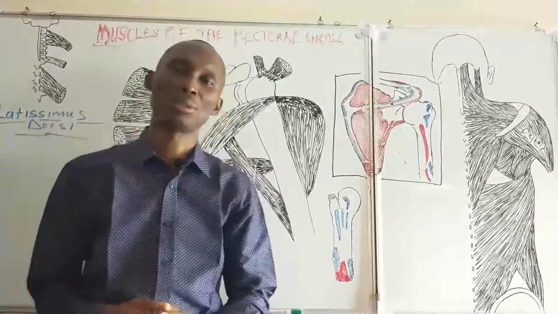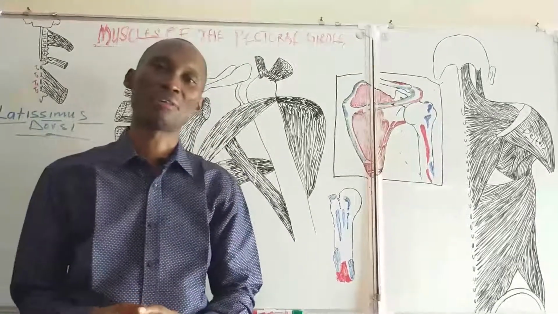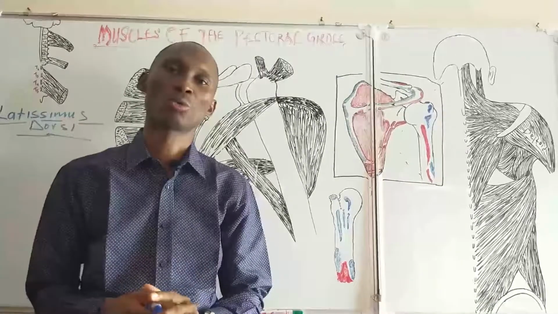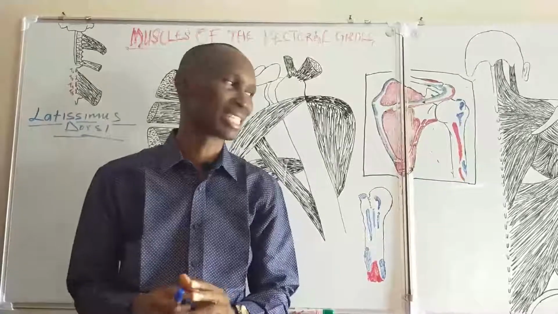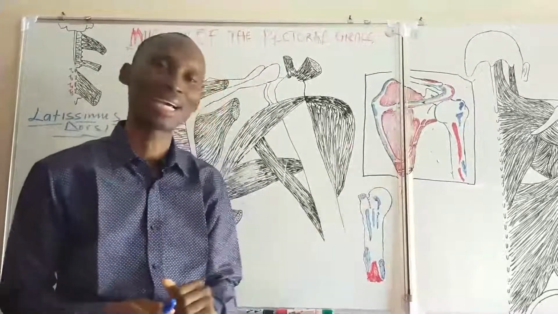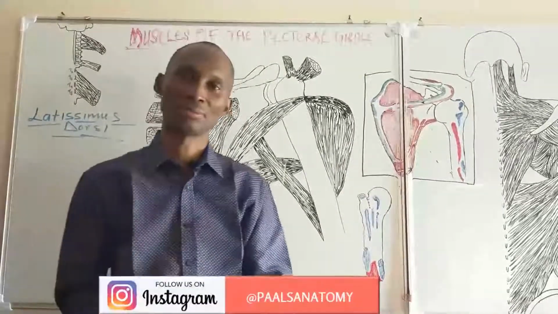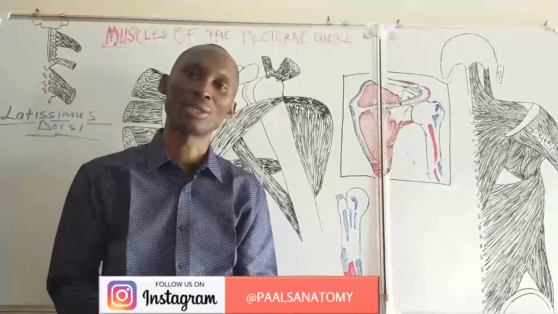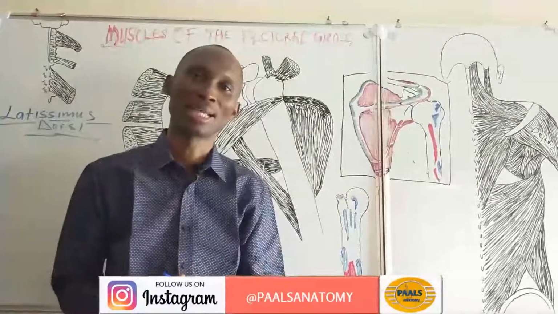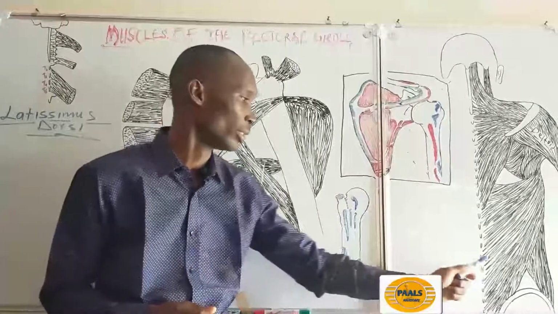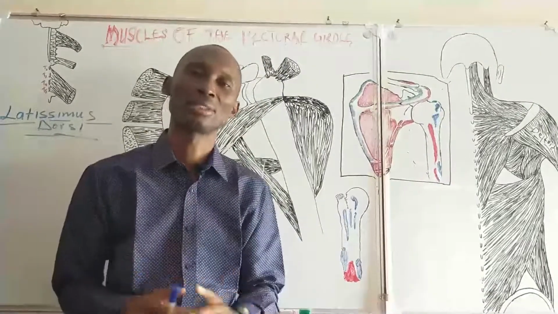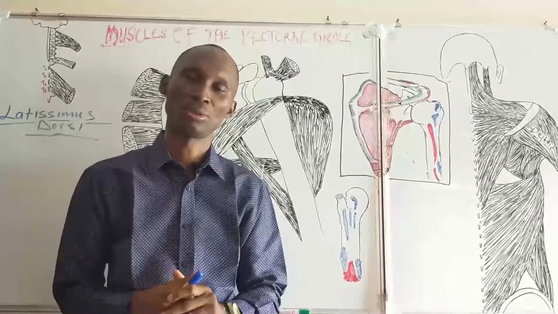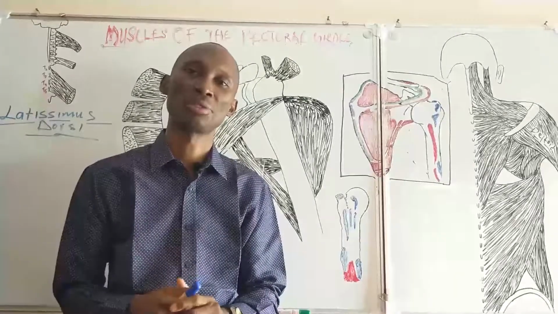Now, this is a very special muscle. One, because of its wide origin. It has a very wide origin, and then it has a small insertion. Also, it is the only muscle in the upper limb that has connection with the lower limb. So we're going to start with this muscle. First, we're going to start with the origin.